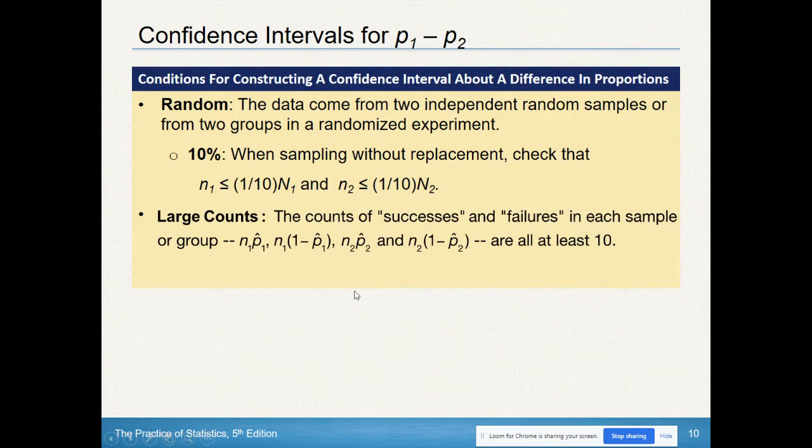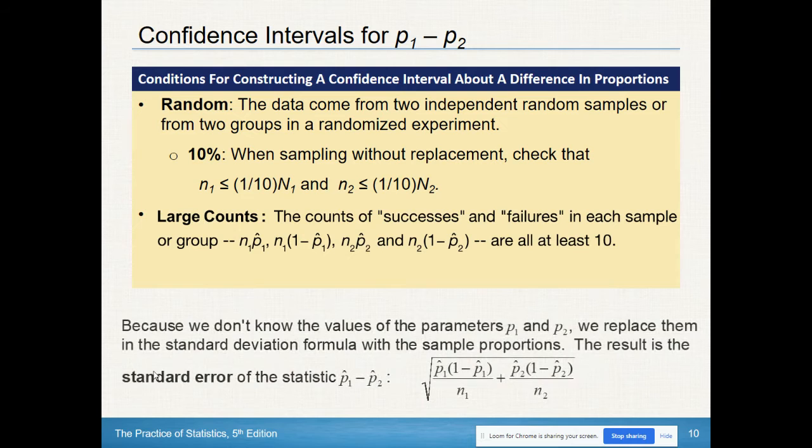All right, so conditions for constructing a confidence interval about a difference of proportions. Make sure it's a randomized experiment or random samples have been taken. The 10% condition needs to be met. And the large counts. We've already checked the large counts with that previous example. Because we're assuming the populations are 2,000 or more students at both high schools, the 10% condition would be met. And we're told it was simple random samples. So all those conditions are met for the previous example.